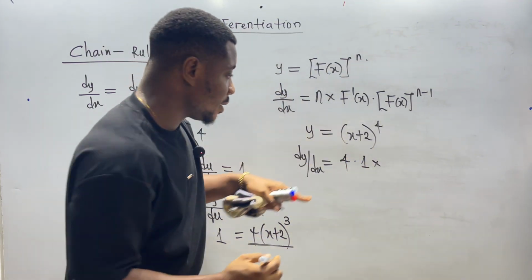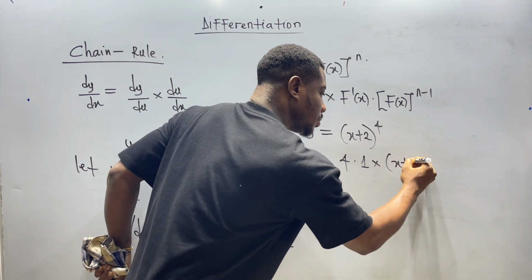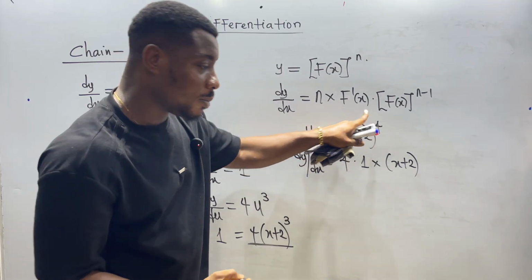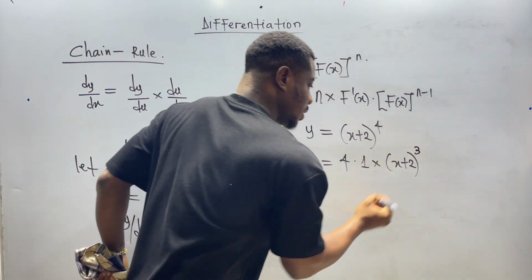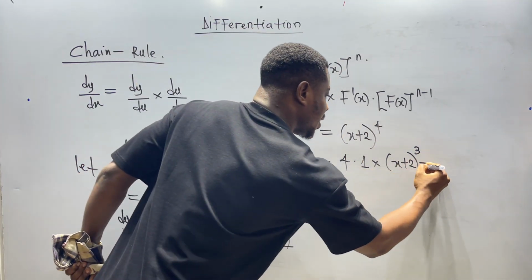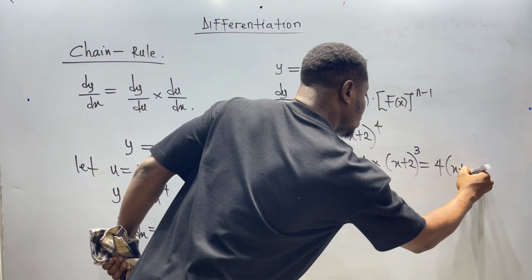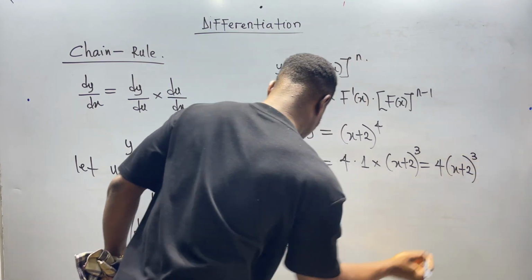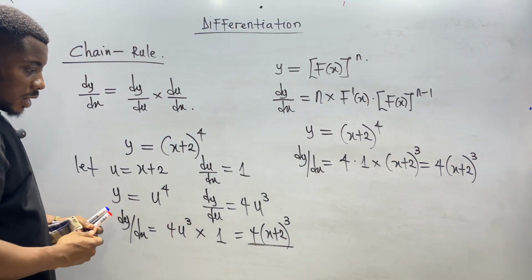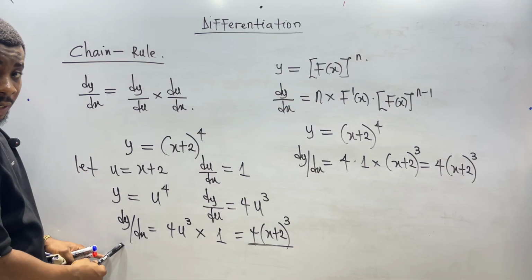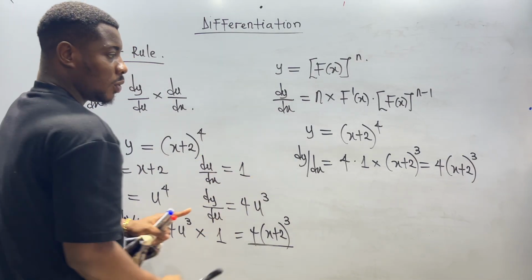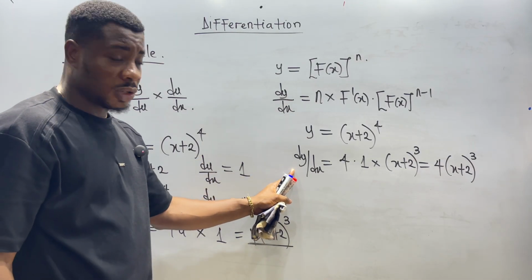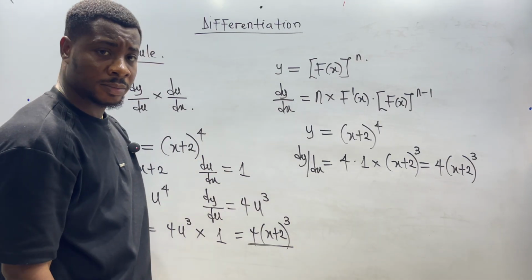Write what you have again. Remove 1 from the power. 4 minus 1 is 3. So what do we have here? We are having 4 times (x plus 2) to the power of 3. Now you can see that, look at the solution here and look at the solution here. With this technique, you can just easily do this question in just a single line. It's very easy.